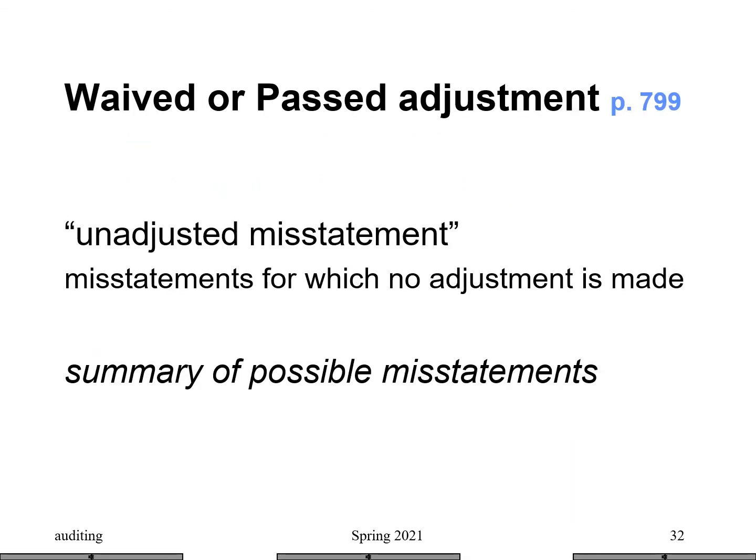Waived or past adjustments. What this is: we come across an error, but it's so insignificant, it's a who cares. We're not going to have the client adjust all those little errors. So we're going to come across something that's totally insignificant, I mean, nowhere near material, and we're going to waive the adjustment or pass on the adjustment. We're not going to require the client to book all these little adjustments that may come up.